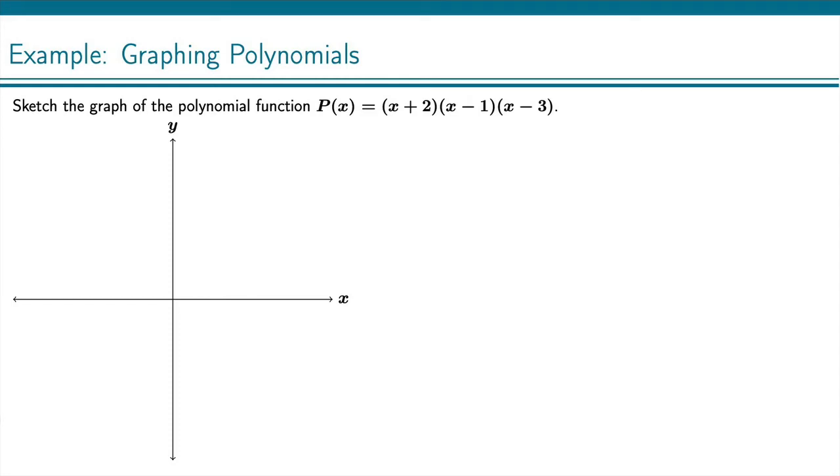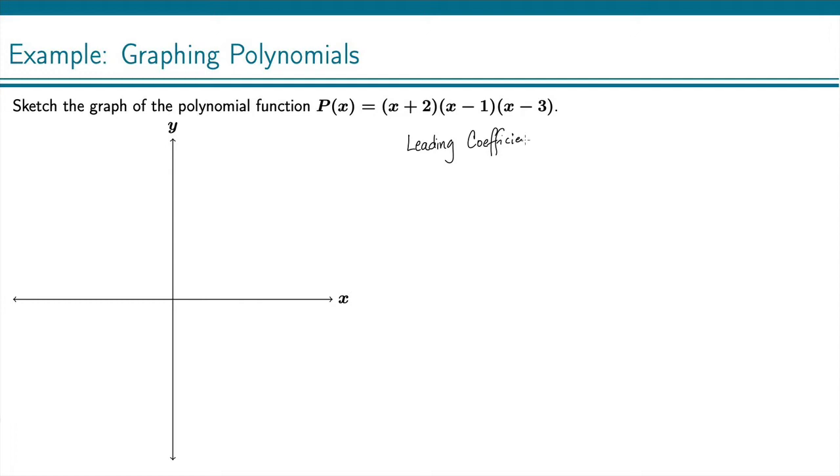Sketch the graph of the polynomial function p of x equals (x plus 2) times (x minus 1) times (x minus 3). The first thing we want here is our end behavior, which we get by looking at the leading coefficient first, which tells us what the right side of the graph does.